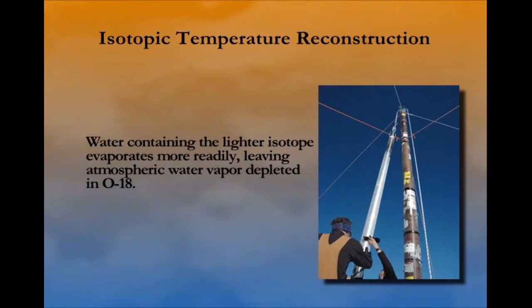Why? Because the oxygen-18 preferentially remained behind when the water evaporated because its nuclei are heavier. So the water that's in the vapor in the atmosphere is depleted. It has less oxygen-18 than the natural abundance of oxygen-18.